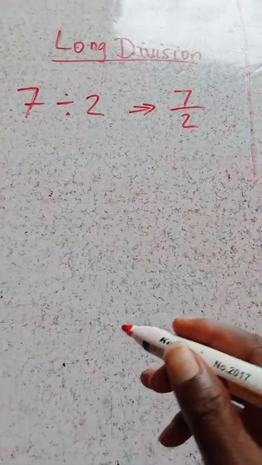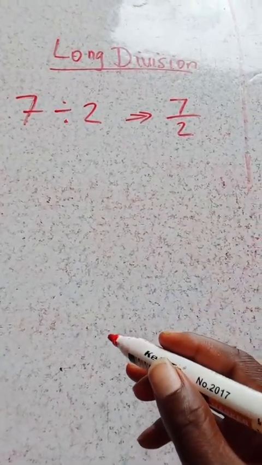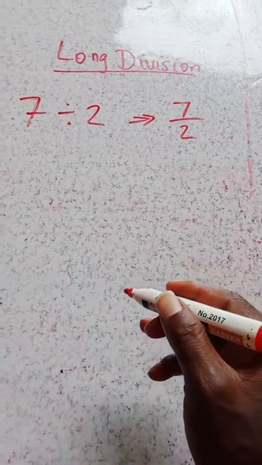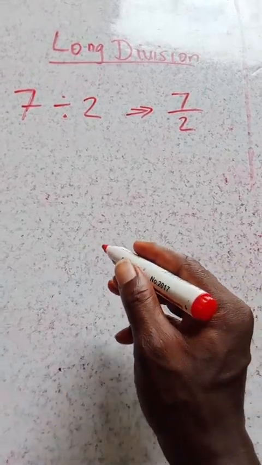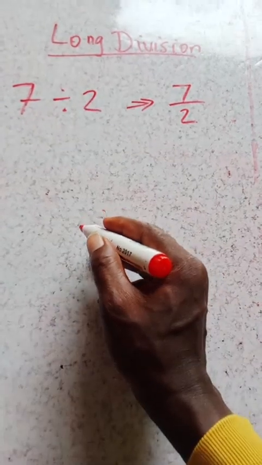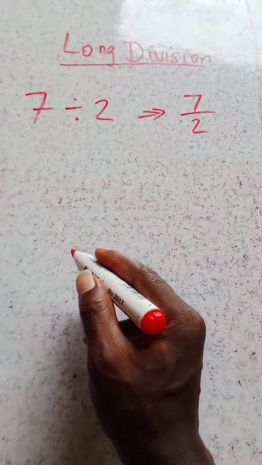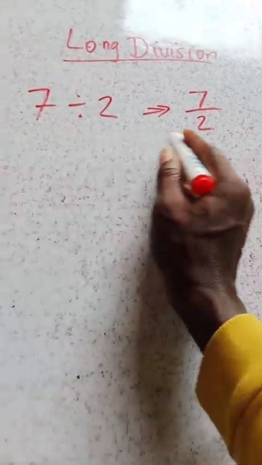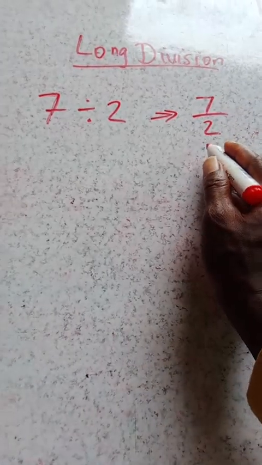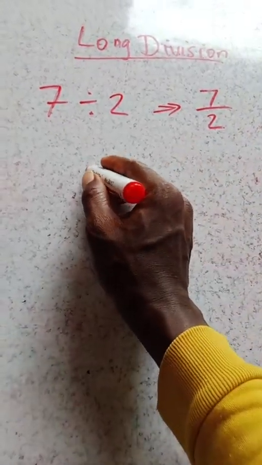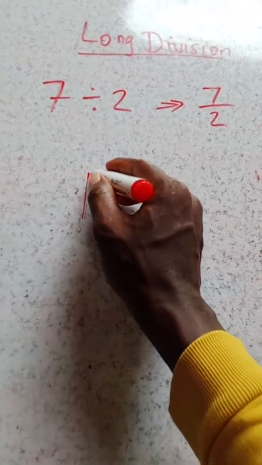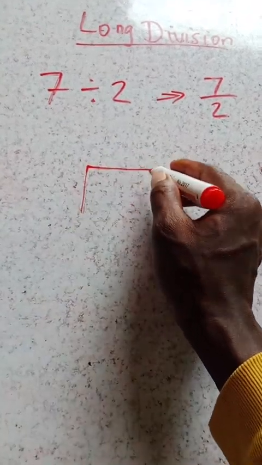Okay, let's talk about long division of numbers without using a calculator or any computer device. So 7 divided by 2. This is what it means, 7 over 2. Now, how do you divide that? We always write or draw something like this.